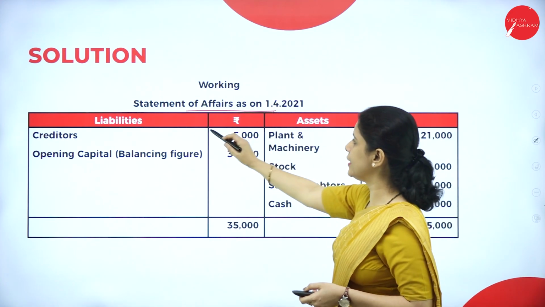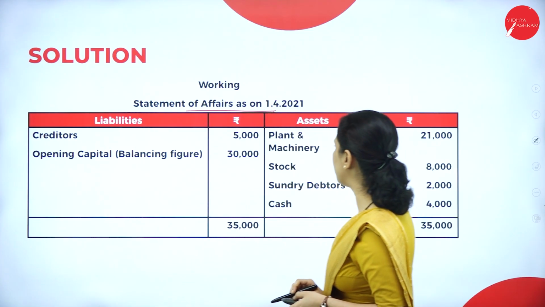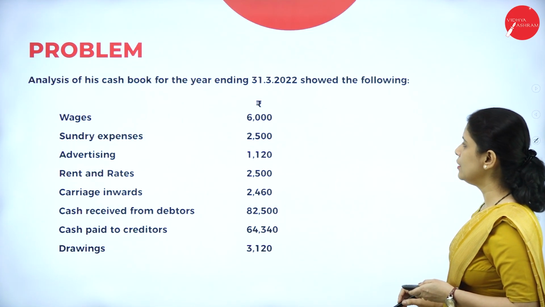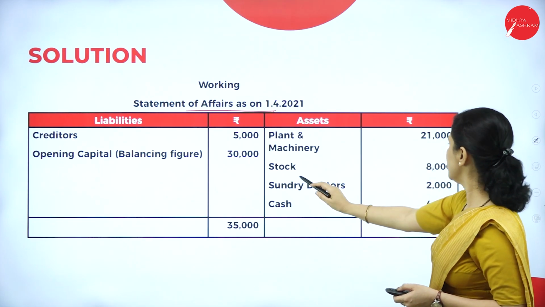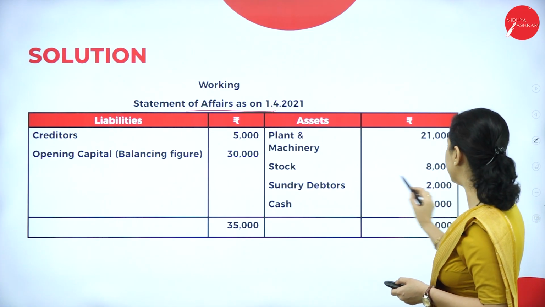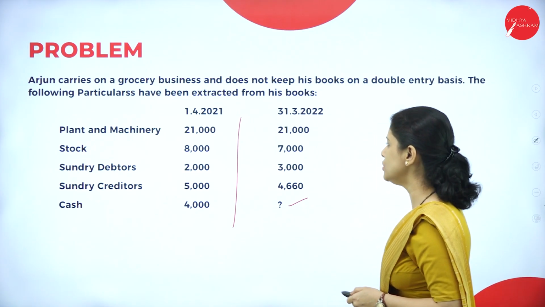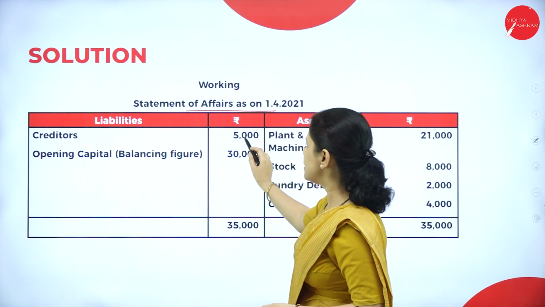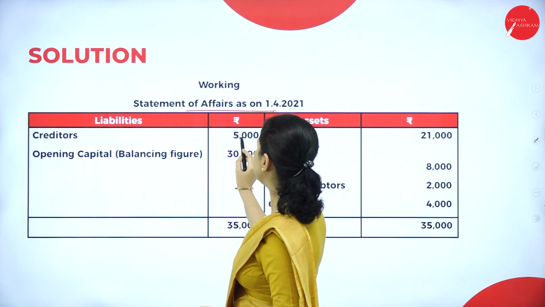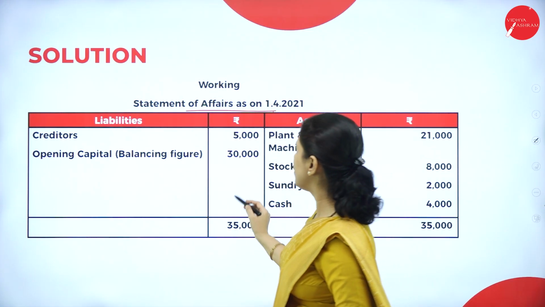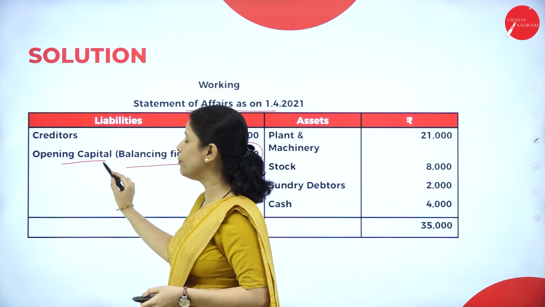So solution, that is working. Statement of affairs as on 1/4/2021. So what all the items we have to write? Plant and machinery, so here we will take from here. Plant and machinery 21,000, stock, that is opening stock 8,000, sundry debtors 2,000, cash 4,000. So these are the items we wrote. Now next, sundry creditors, how much? 5,000. So total will be 35,000. From this we will deduct this 5,000, creditors. What we will get? This 30,000. This 30,000 will be the balancing figure, and that is our opening capital.